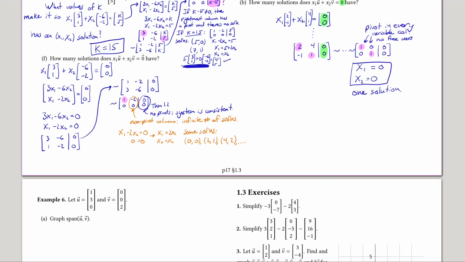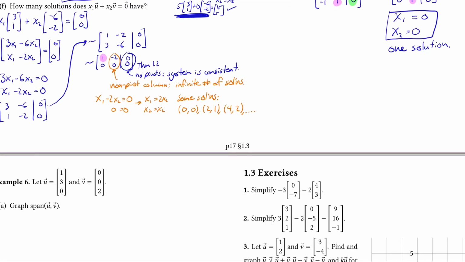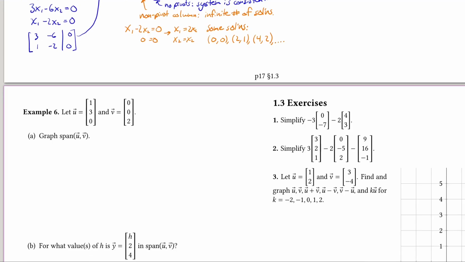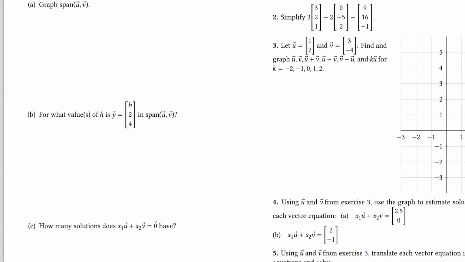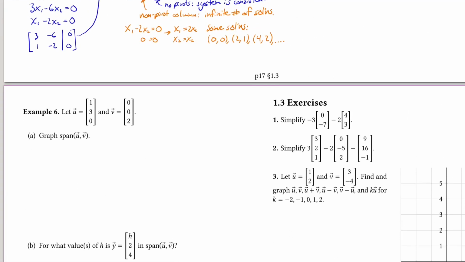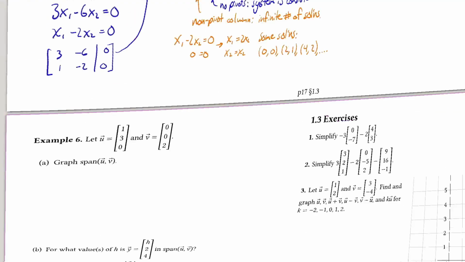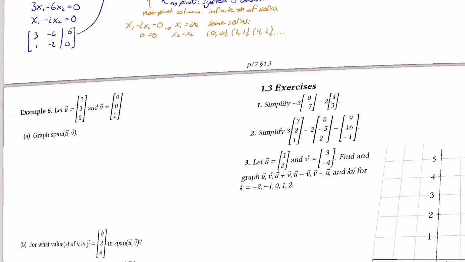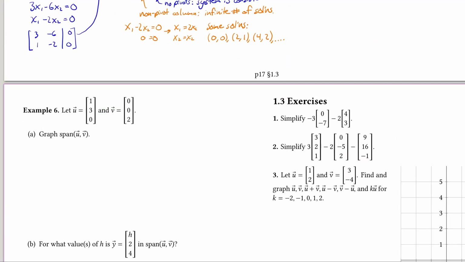All right, welcome back. This is a longer section than the previous two, so thanks for bearing with me. And example 6 is not going to be that bad. It's kind of fun because now we're going into the third dimension. We have our three vectors, so we're going to graph the span of u and v here.